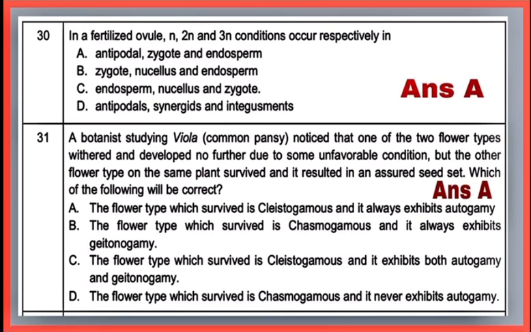Question 31. A botanist studying Viola, common pansy, noticed that one of the two flower types withered and developed no further due to some unfavorable condition. But the other flower type on the same plant survived and it resulted in an assured seed set. Which of the following will be correct? Option A: the flower type which survived is cleistogamous and always exhibits autogamy.